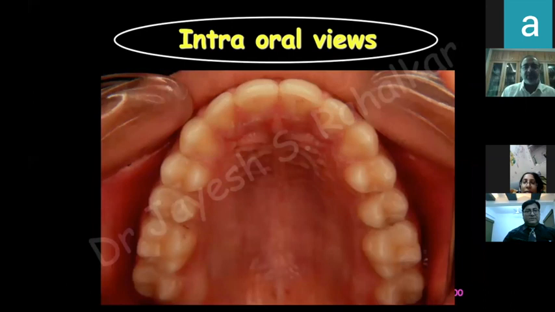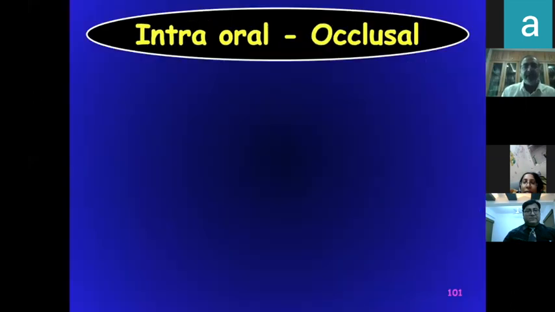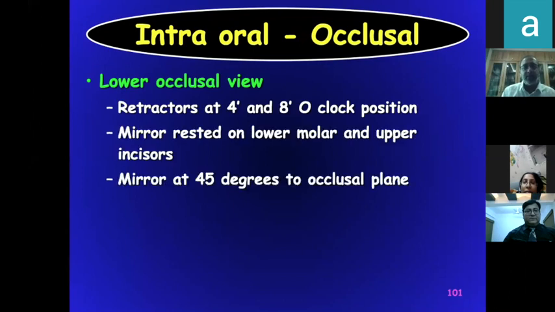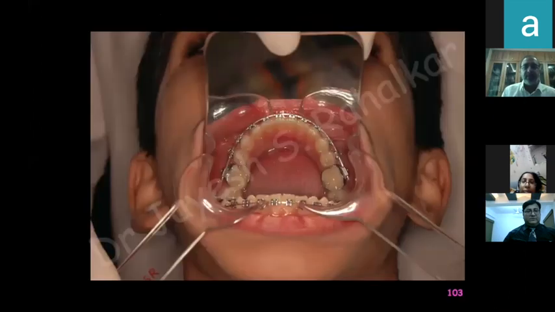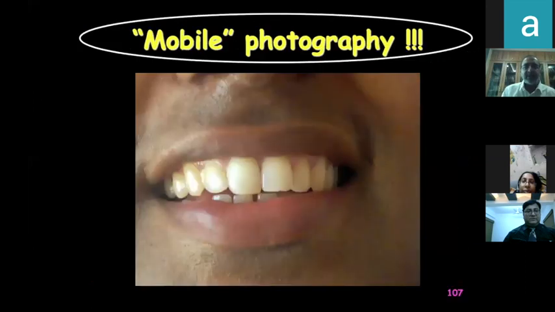Very important is to correct the mirror view. The mirror effect should be eliminated. That's more important. This is how the occlusal photo for the lower will be. And please correct the mirror. Mobile photography is not accepted.